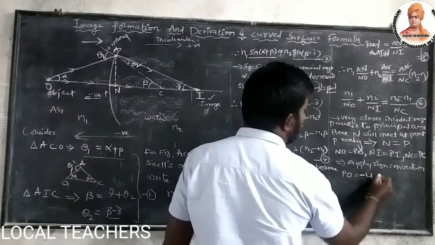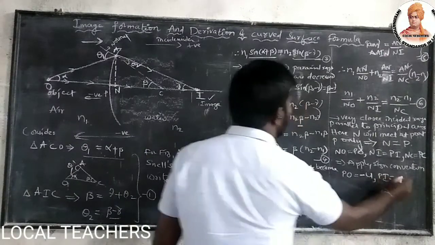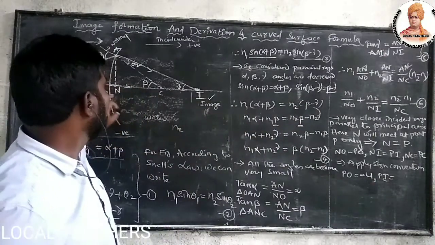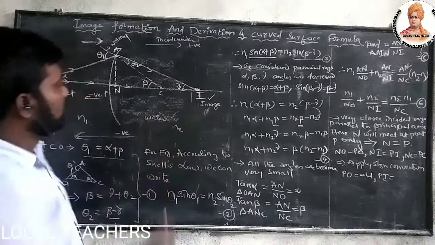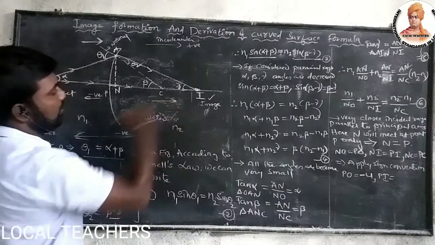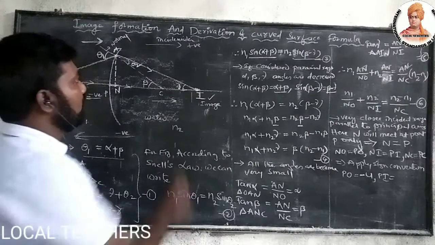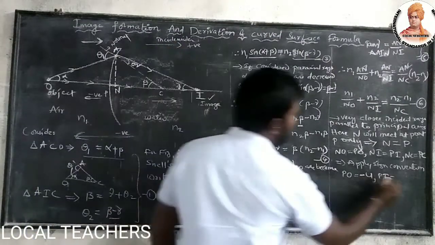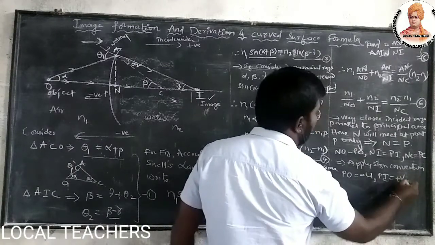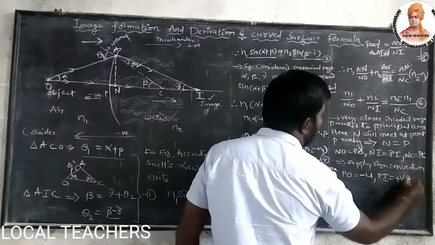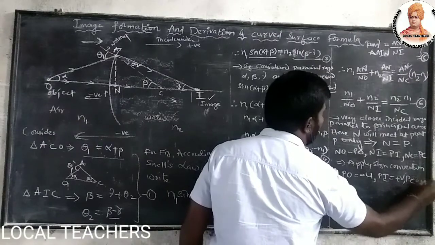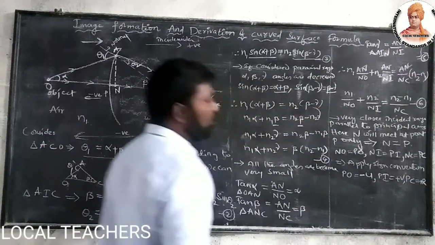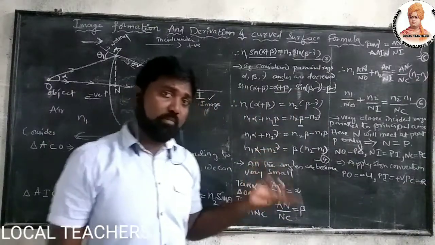Next, go for PI. Here is P, here is I, so we are measuring the distance in this direction. Both are in the same direction, so it becomes positive, plus v. Next, go for PC, which equals plus R. So we got these three parameters.